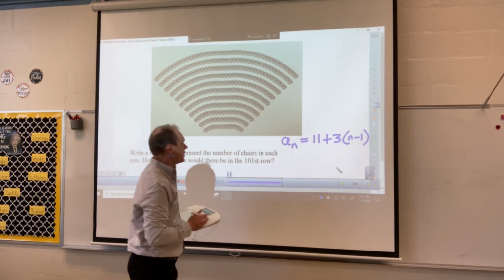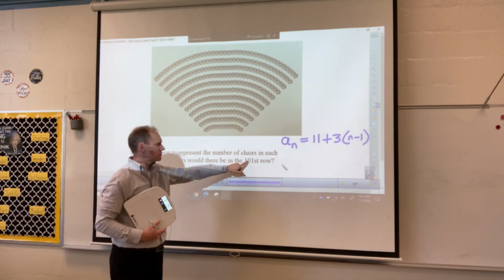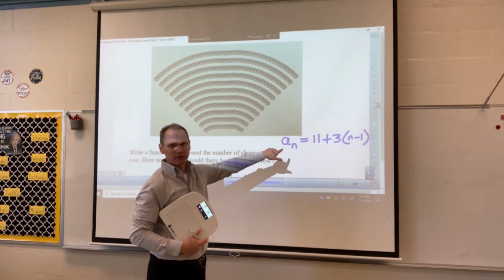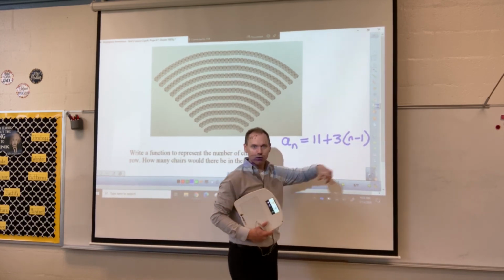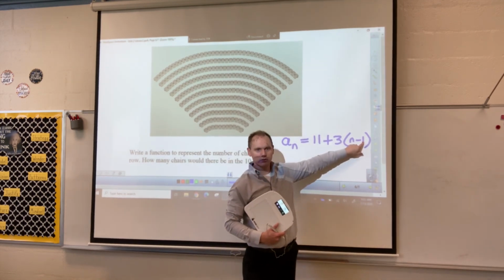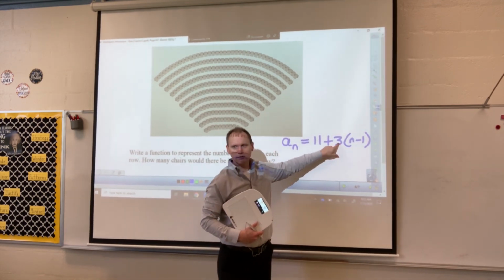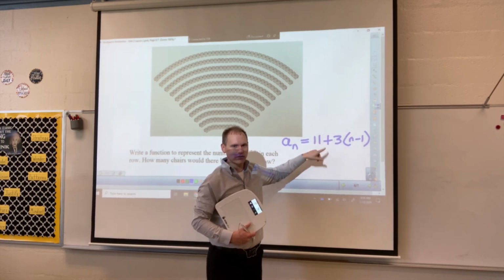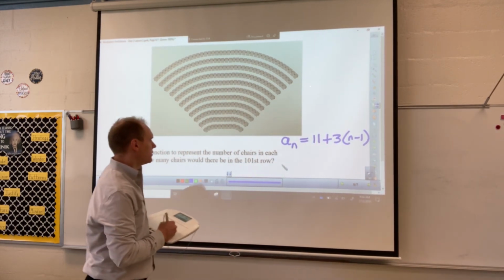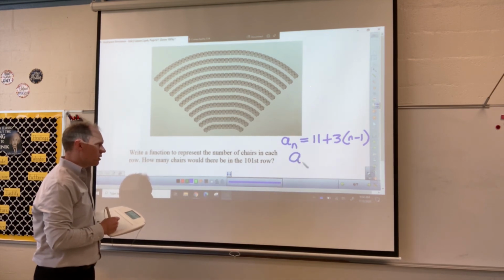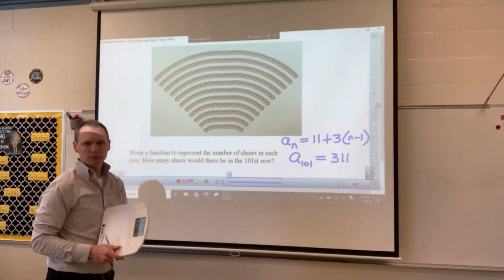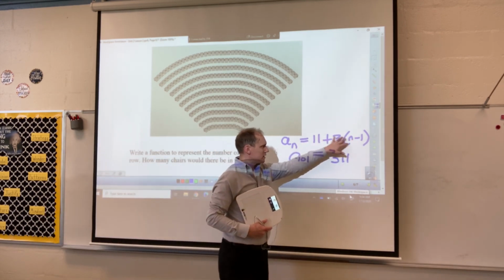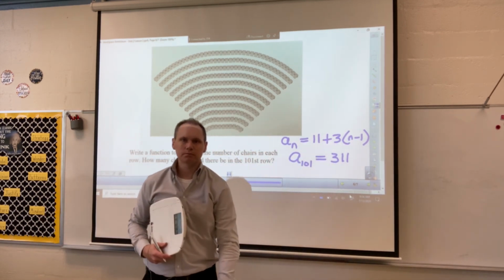Same one? Okay. All right, so now if we wanted to find the 101st row, what would we do? Yeah, substitute in 101 for n, right? So 101 minus 1 is 100 times 3 is 300 plus 11 is 311. So I would write that A sub 101, the 101st term, is 311. Now obviously there are other ways we could write this, but that is one acceptable way.